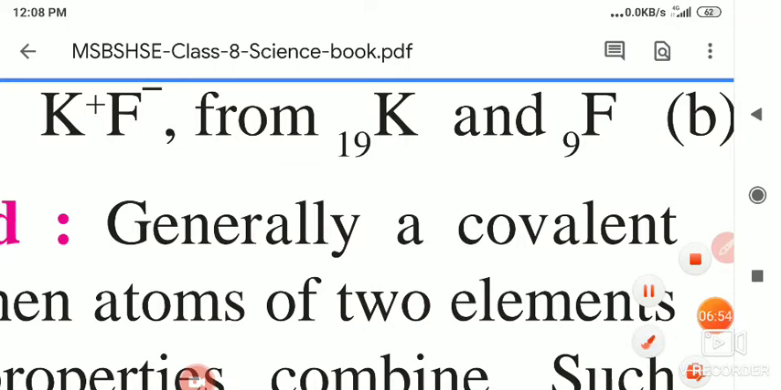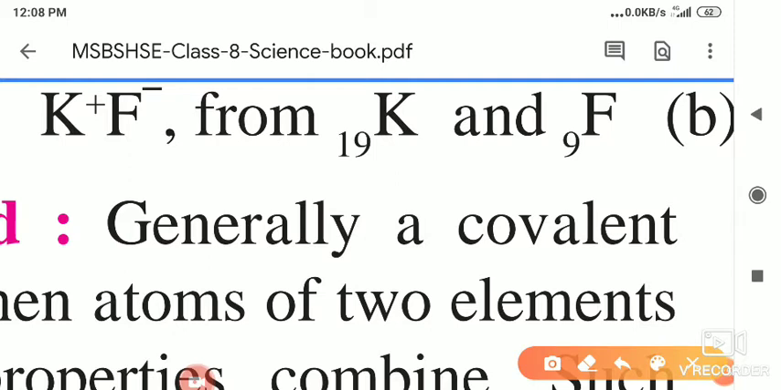So what is the electronic configuration of this? The first orbit contains how many electrons? 2. Second orbit 8. Third orbit, how many electrons are there in it? That is 8, and here it is 1. So this is the electronic configuration of potassium. First orbit 2 electrons, second 8, third 8, and then 1 electron is present in the outermost orbit.